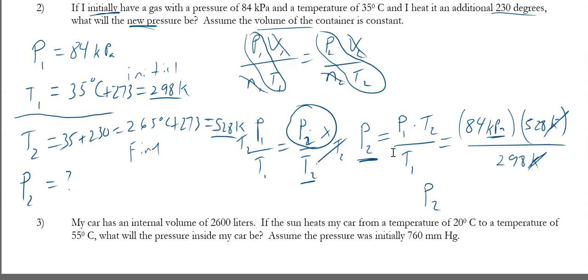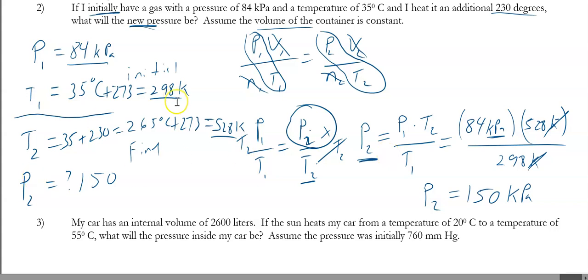When I plug this into the calculator, I'm going to get 150 kPa. Now, this is a good one where we can do a quick gut check. Our temperature went up. What's the relationship between pressure and temperature? If the temperature goes up and the volume of the container is constant, it doesn't expand or contract, then the pressure must also go up. And that's in fact what happened here. We went from 84 kilopascals to 150 kilopascals. So our quick gut check makes sense. If the temperature went up, the pressure should also go up.